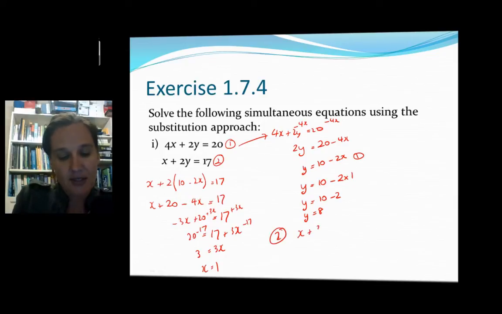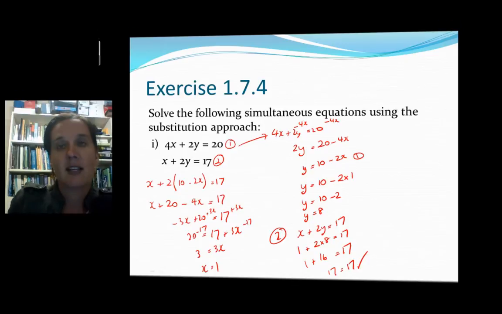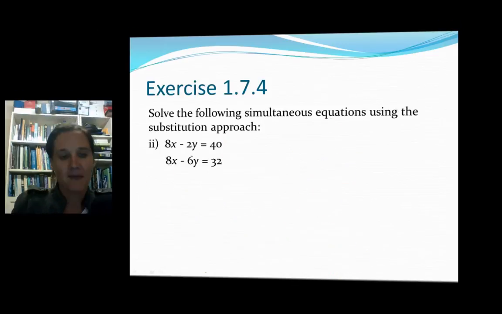We've got x plus 2y is equal to 17. 1 plus 2 times 8 equals 17. 1 plus 16 is equal to 17. So 17 is equal to 17. So we know we got this one right.